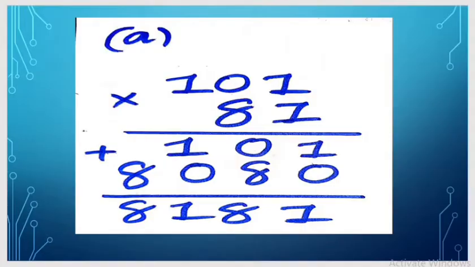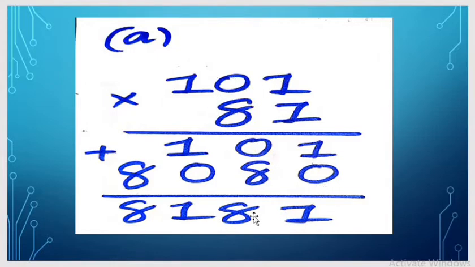Question number A. So let's see here. Question number 1 is 101 multiplied by 81. How can we do it? We do it as shown on the display. Step by step we are going to learn how to find the product.